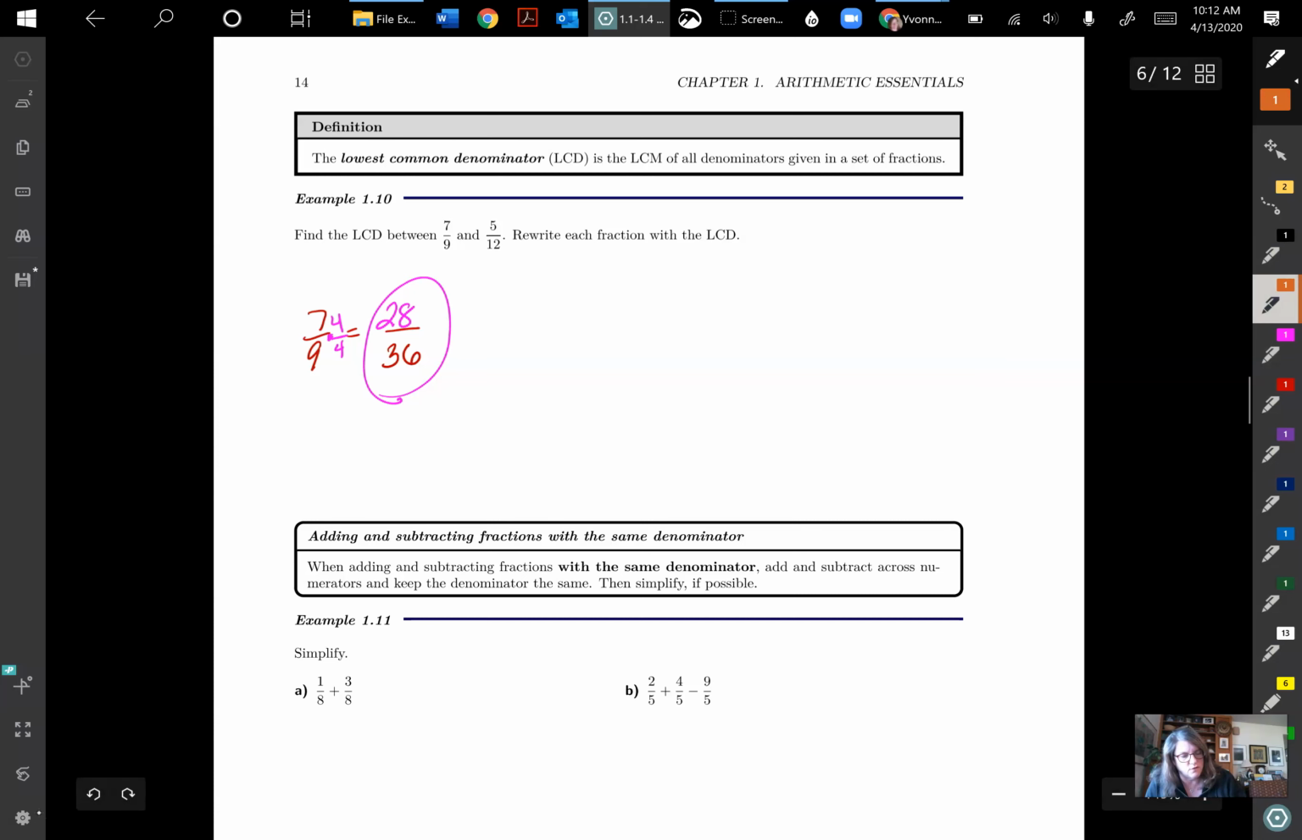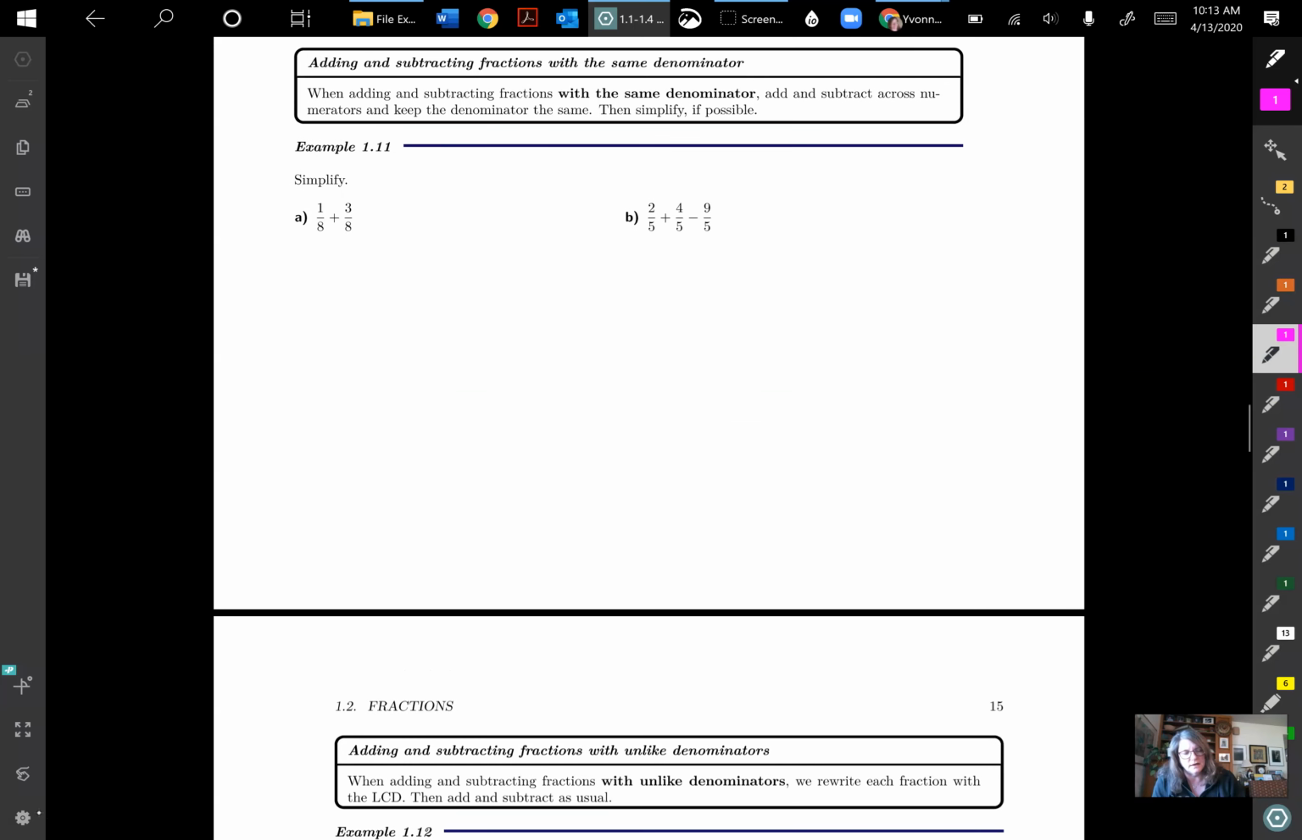Same thing here for 5/12. And I want to get 36 as my common denominator. You can kind of leave yourself a little space there. 12 times 3 would give me 36. So I also have to do the same exact thing to the numerator. Multiply the 5 times 3, and I would get 15 over 36.